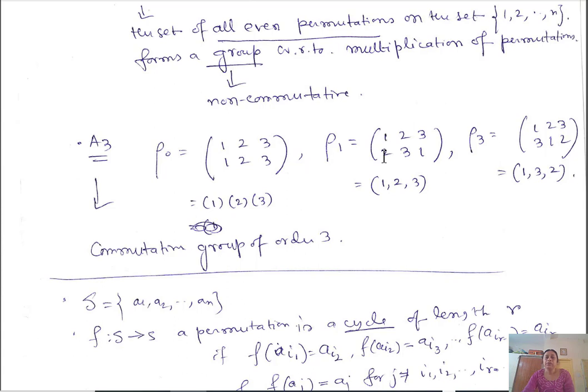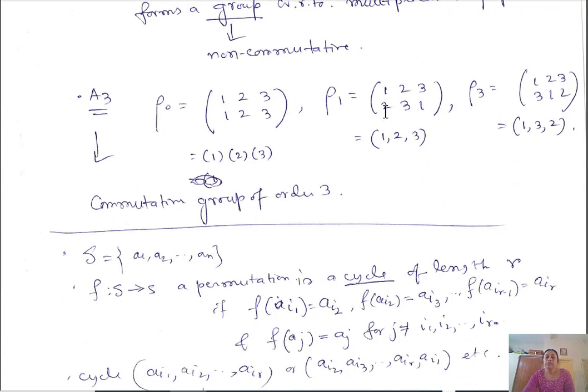Something like that. Say this permutation: 1 is going to 2, 2 is going to 3, 3 is going to 1. So this is a cycle (1, 2, 3). If you apply f on 1, actually here the permutation is rho 1. So rho 1 when applied on 1 takes you to 2, then on 2 you apply, it takes you to 3, on 3 you apply, it takes you back to 1. So (1, 2, 3) is a cycle.